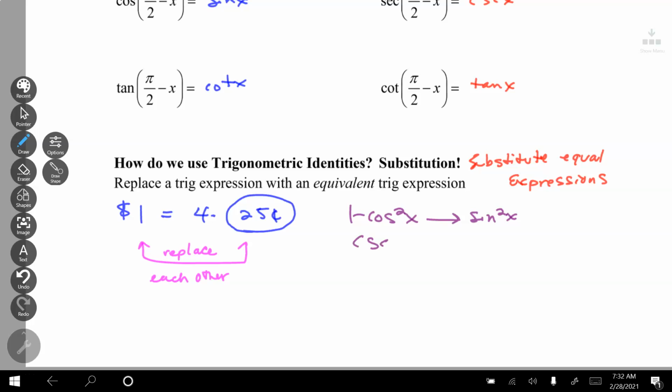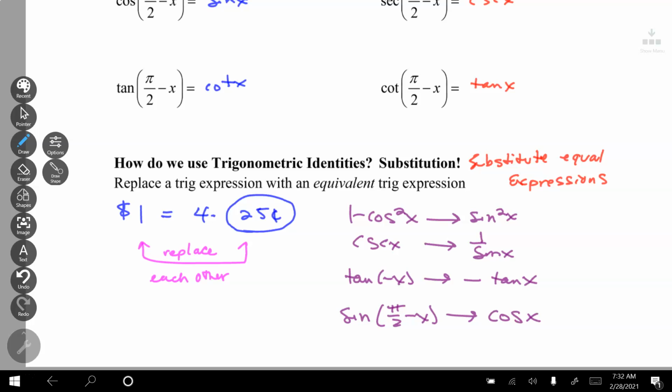If you ever see cosecant of x, you could just rewrite it as 1 over sine of x. If you see tangent of negative x, well, tangent is odd, it becomes negative tangent of x. And if I see sine of pi over 2 minus x, well, the complement of sine is just cosine of x. And that's the idea. I'm going to see things that look complicated, and I'm going to put in something else that makes my life easier to simplify what I want to do.